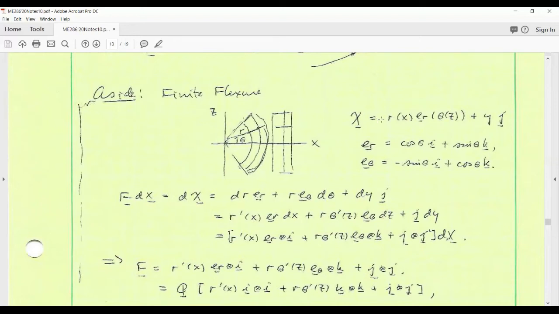We're just having a look at possible deformation. So a deformation like that would look like this: take r as a function of x, so that when x equals constant, you get r equals constant, a circle. R along e_r, take theta, this angle, to be a function of z, so that when z equals constant, you get theta equals constant. And then plus y j into the board. And e_r and e_theta, for example, are our usual polar unit basis vectors.